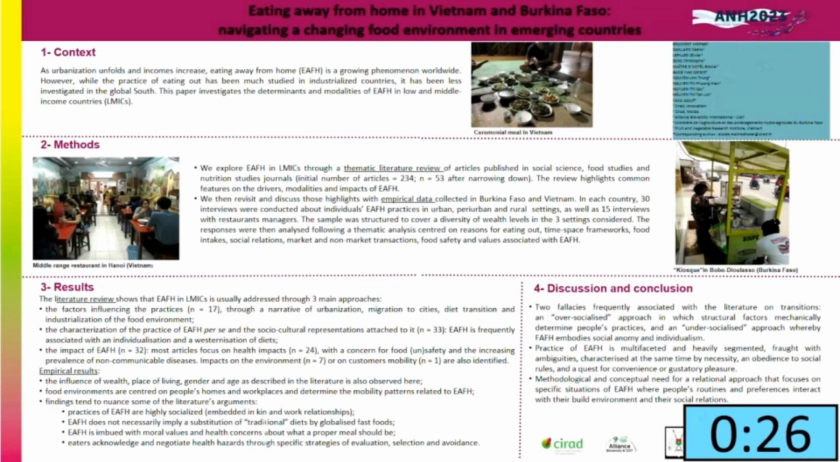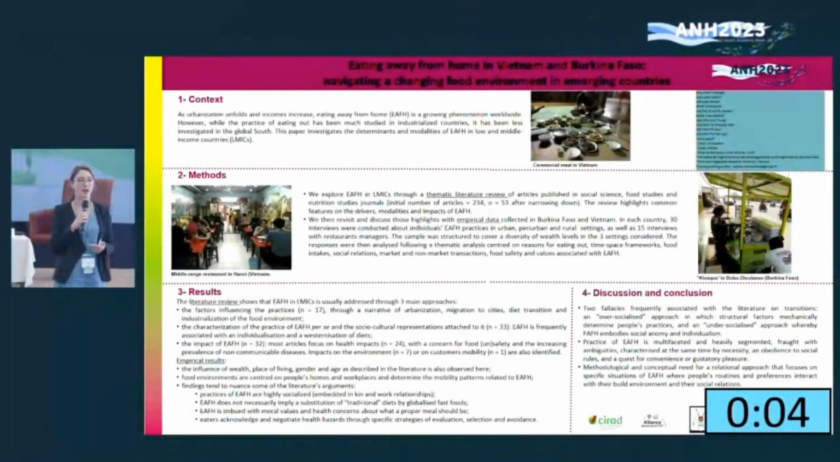So we revisited those common features in Burkina Faso and in Vietnam, leading qualitative surveys with consumers and with food vendors. And we found that first, eating out is as frequent in villages as in cities. Second, that eating out behaviors are highly socialized and embedded with kin and work relationships. And third, that eating out is not necessarily equivalent to a substitution.